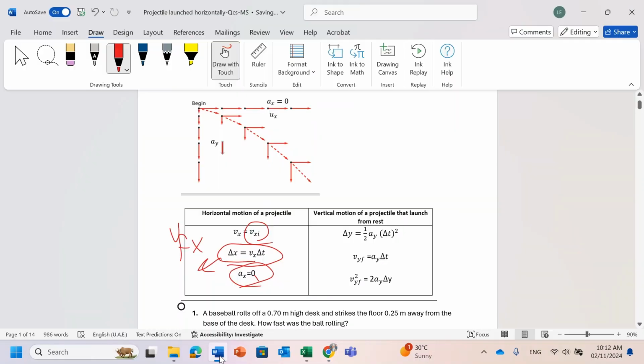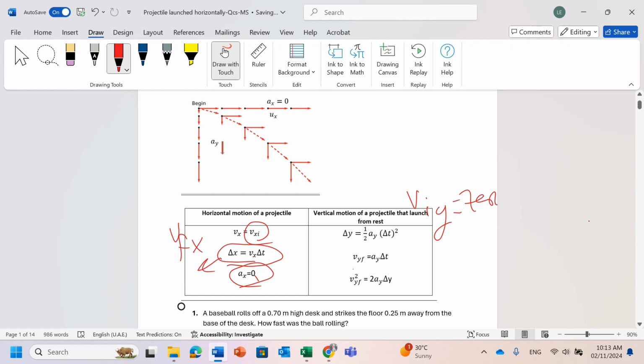In the y direction, we'll have three equations. As I said, I don't have v initial in the y direction, it is 0, so the first term in the kinematic equation is gone. I will end up with the second term only, which is half a_y delta t squared. This is the first equation. And v final in the y direction equals a_y times delta t. And the last one, v final squared equals 2 times acceleration times delta y.